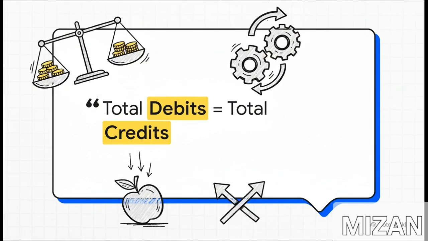And this leads us right to golden rule number 2. For every single transaction, the grand total of the debits has to equal the grand total of the credits. This is the absolute heart of what we call double entry accounting. You can think of it like the law of gravity for finance. For every action, there's an equal and opposite reaction.